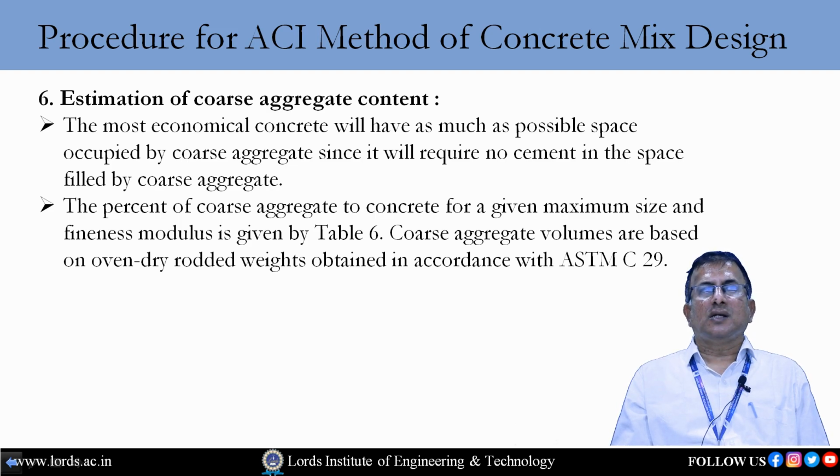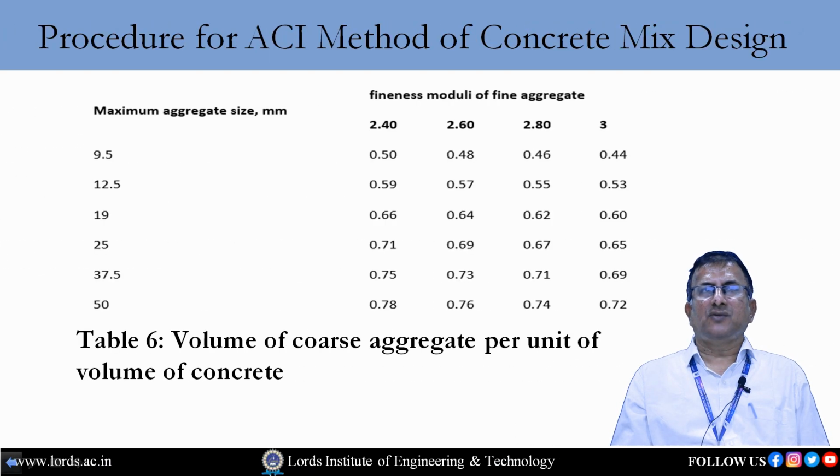Now come to here, if the size of the aggregate is 9.50 and the fineness modulus of the fine aggregate is 2.40, the coarse aggregate is 0.5 times per unit volume of the concrete. Now if the size of the aggregate is 12.50 and the fineness modulus of fine aggregate is 2.60, the volume of the coarse aggregate that we should consider is 0.57 times the volume of the concrete.